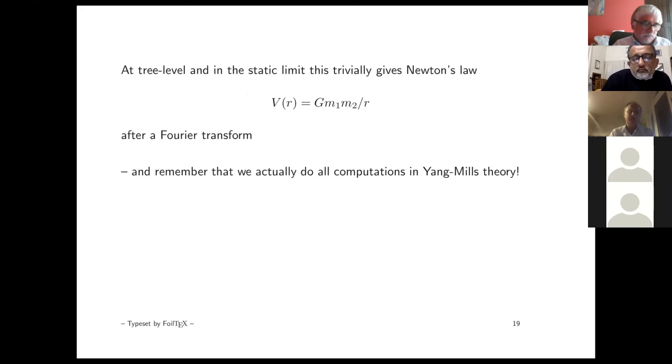So if we calculate the first amplitude of that, the 2-to-2 scattering in gravity at tree level, and if we do the Fourier transform, indeed, we get Newton's law back. That's, of course, the way Einstein's theory is set up. It is supposed to give Newton's law in the classical limit and non-relativistic limit. And by the way, remember that anytime I'm talking about calculating in gravity here, I'm actually talking about calculating in Yang-Mills theory. Gravity is not needed. We only need to do Yang-Mills theory and square it.